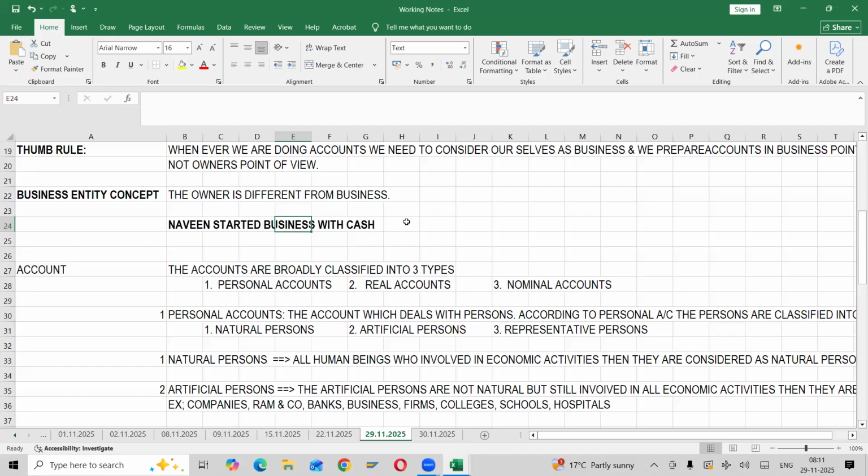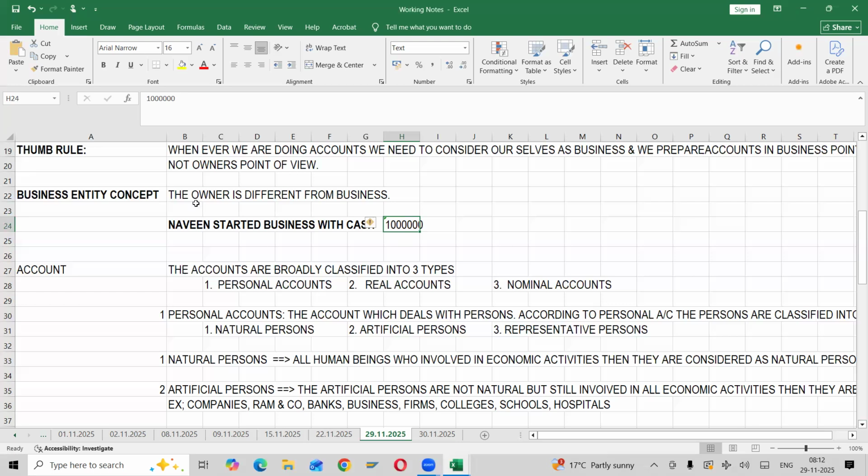So for example, Naveen started business with cash 10 lakhs. What does it mean? How much cash is Naveen giving to me? 10 lakhs. Correct? I am the business and Naveen is the owner, right? And Naveen is giving 10 lakhs to me. Correct? So what is my responsibility? At the end, I need to repay this 10 lakhs to the owner, that is nothing but Naveen.